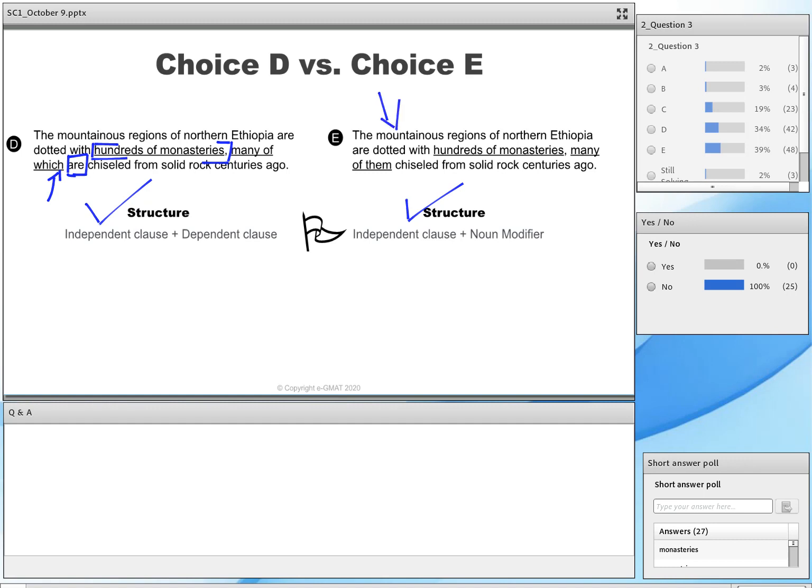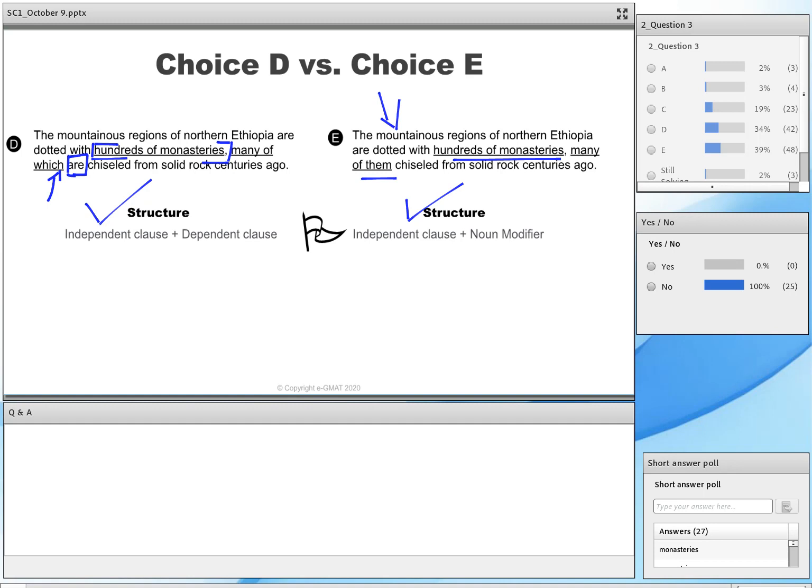We cannot have two correct answer choices for one question, right? And definitely, there is no problem with "many of them chiseled", because it's a noun modifier that is placed next to the noun that it is meant to modify. Just like in the original sentence, when "many of them chiseled" was placed right in the beginning of the sentence, because of its nearness to the mountainous regions, we associated it with this. Same way in choice E, there should not be any confusion that because "many of them chiseled" is placed right next to hundreds of monasteries, it only talks about hundreds of monasteries and nothing else.